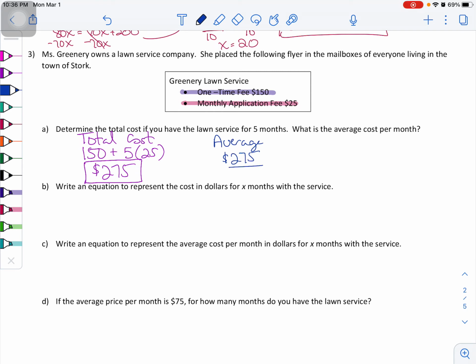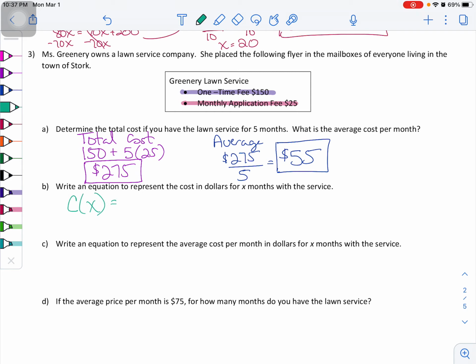Okay. So now let's talk average cost. I'm going to take that total, $275, and divide by the months that we had the service. Well, this was 5 months of service. So $275 divided by 5 is a nice, even $55. So it's $55 per month to get that service for 5 months.